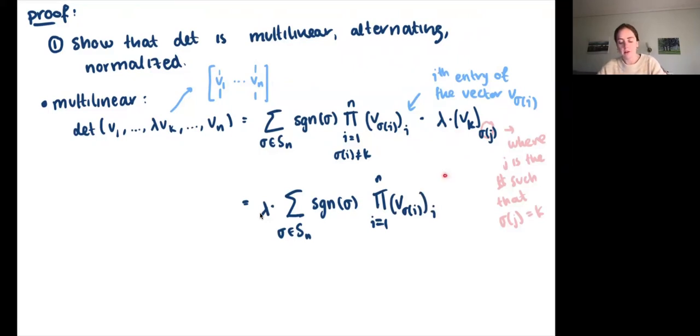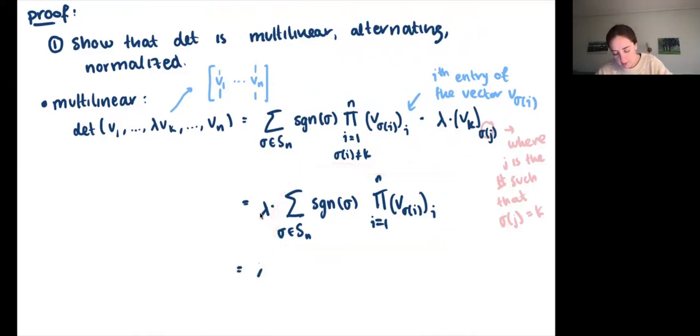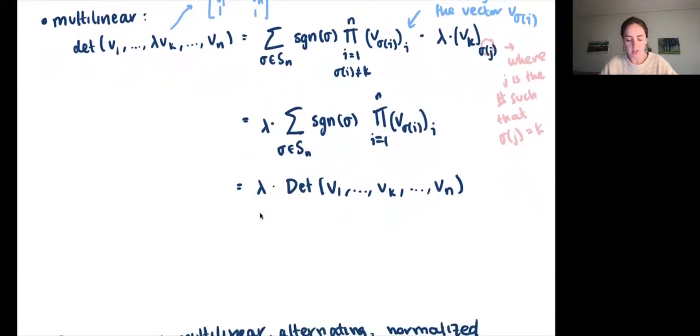Okay, but then this part is exactly just the determinant of v1 up to vn. So this is lambda times the determinant of v1 up to, we'll have just vk in that coordinate, up to vn. Okay, so that proves one part of the multilinearity. We can pull out scalars. What is the second part?